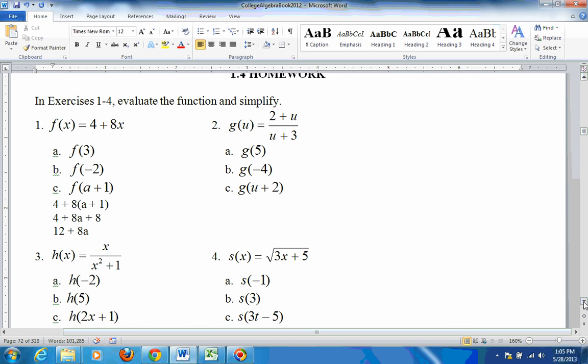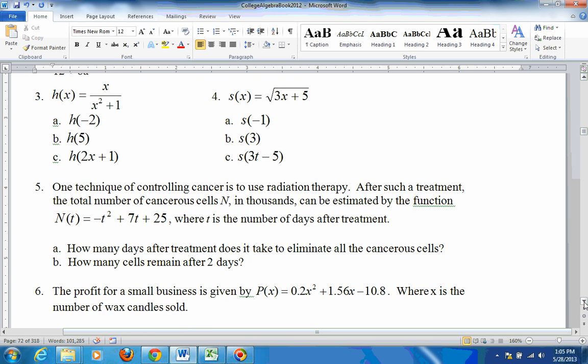Down here for problem 3, we have this expression, or this function that we want to evaluate. Put the negative 2 in for x, and we would get negative 2 over negative 2 squared, which is 4, plus 1 is 5. So we'd have negative 2 over 5.